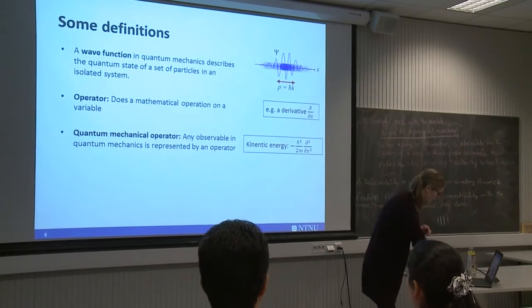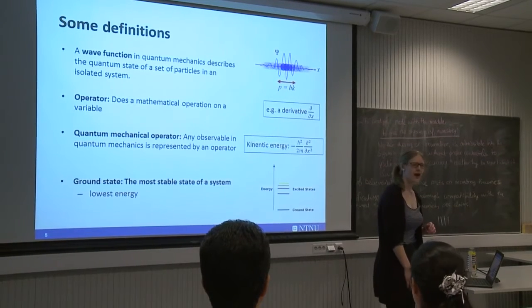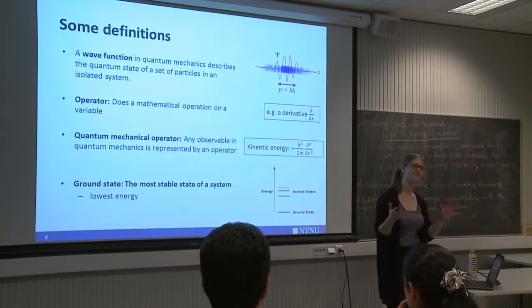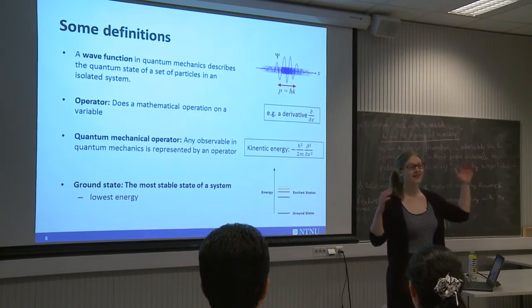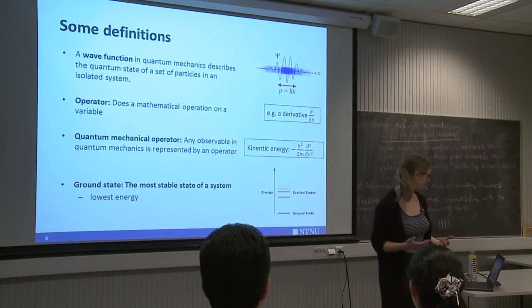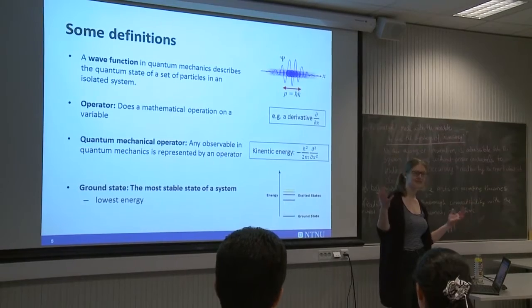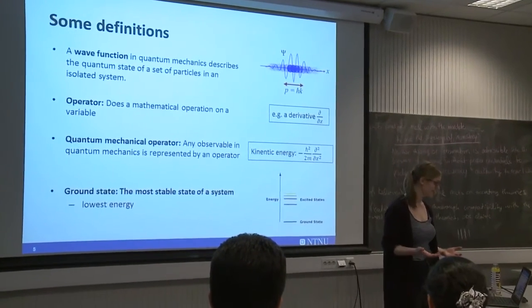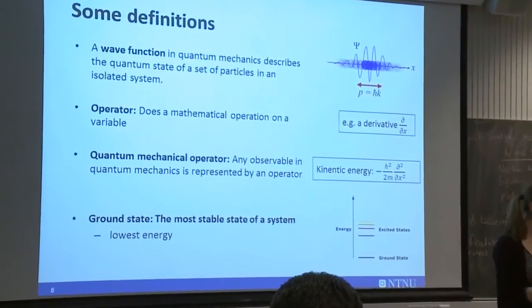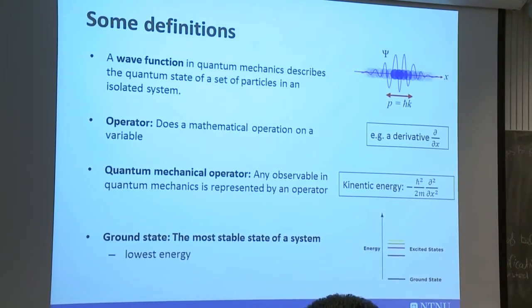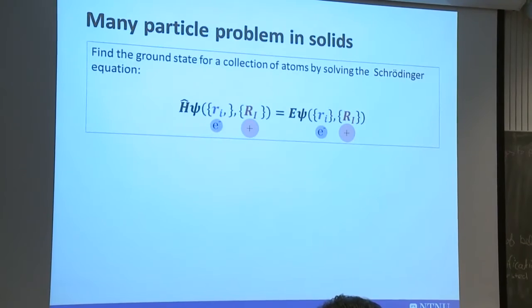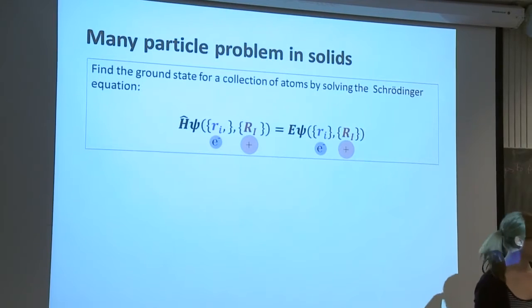And lastly, ground state, that's mainly what we're after. We're after defining the ground state of our system. That's basically the most stable state of our system, the lowest energy state, right? Okay, so that's that. So now we start from the beginning.